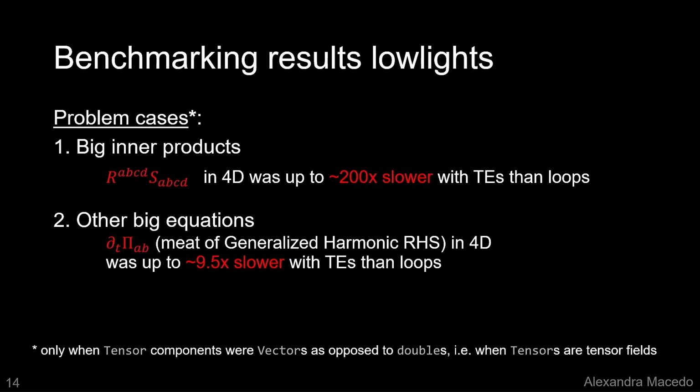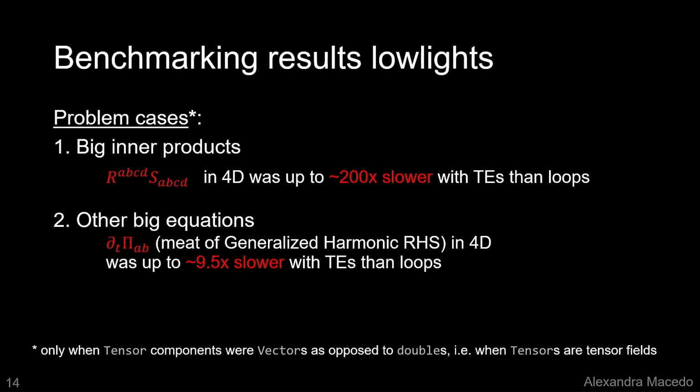Up here I have some problem cases, but in general, tensor expressions performed very well compared to the loops. In general, they were slightly faster than the loops or on par with them. But in these 2 examples on the screen, they were egregiously slower, and that was a problem. These cases were when our tensor components were vectors of doubles, which is how we represent tensor fields.